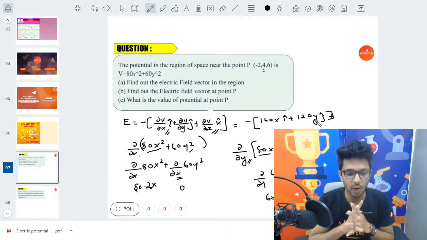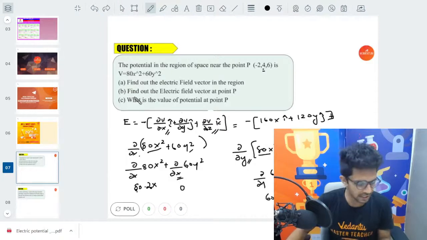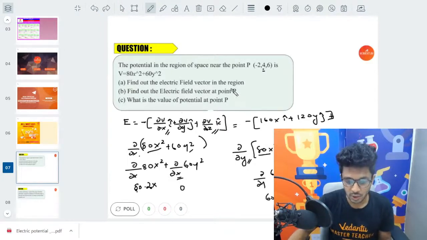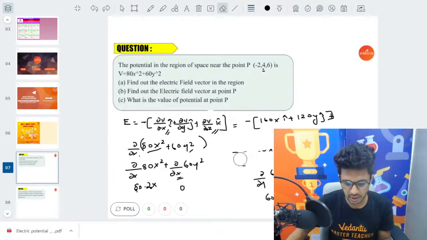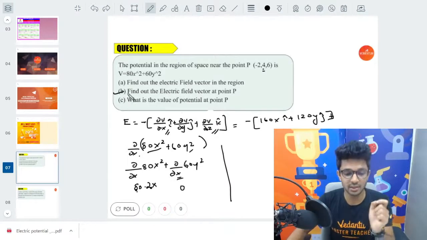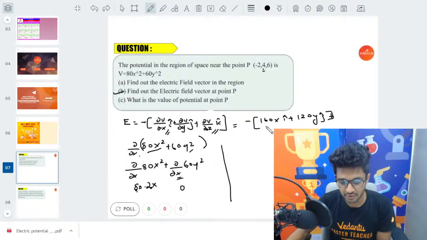Okay. So I'm going to move forward, and we're going to do the B part, which is find out the electric field vector at the point P. So now we have the value for electric field. Let me rub this out. Okay. I hope you all have copied it down. Now we are doing question B. So find out the electric field vector at the point P. So the electric field is given by minus 160x i cap plus 120y j cap.